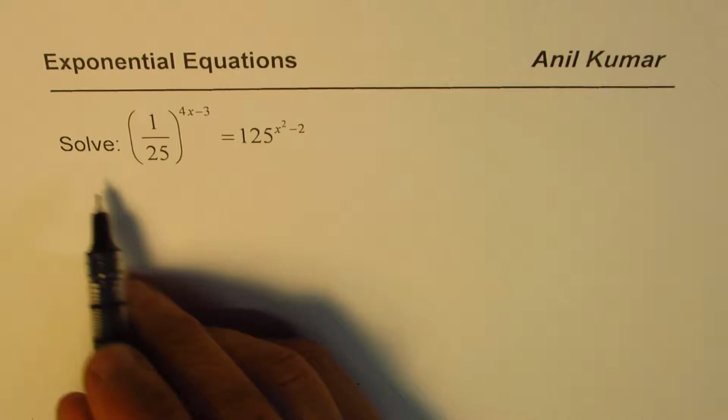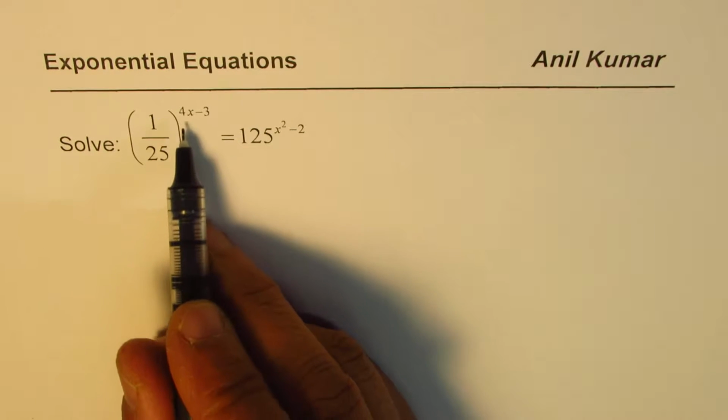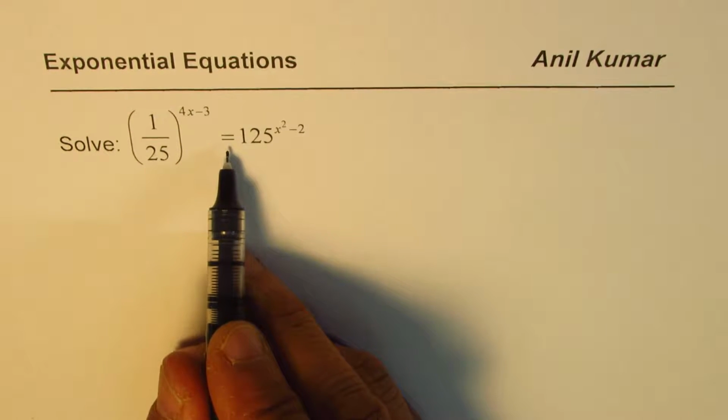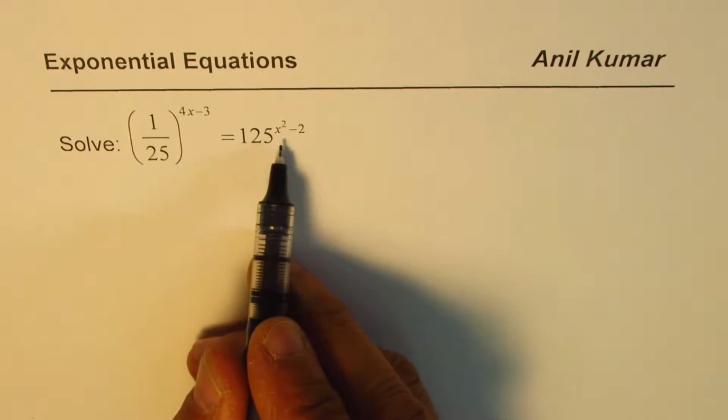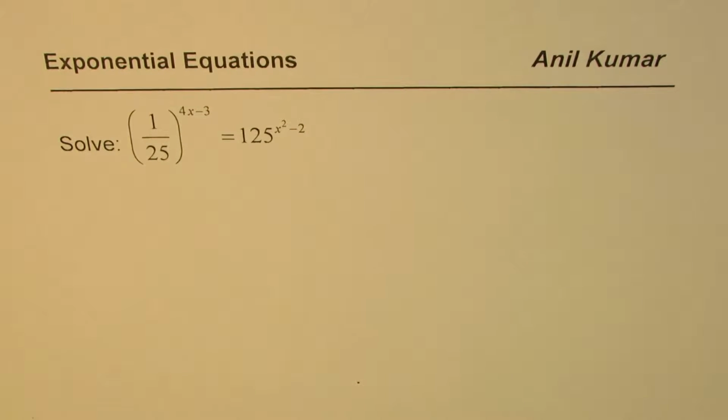Okay. We need to solve 1 over 25 to the power of 4x minus 3 equal to 125 to the power of x squared minus 2. This is a question from a previous test paper, and therefore I'm sharing it with you. So there could be exponential equations involving a lot of calculations like you will see here.